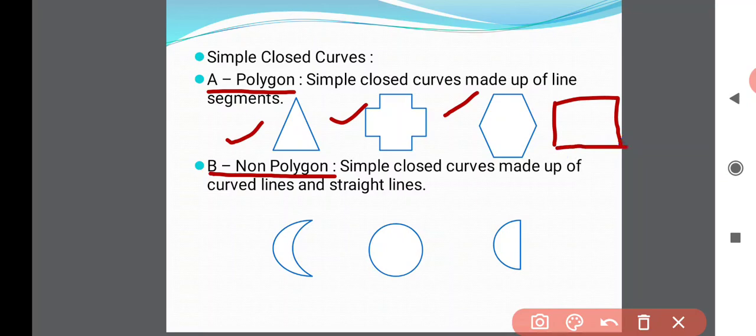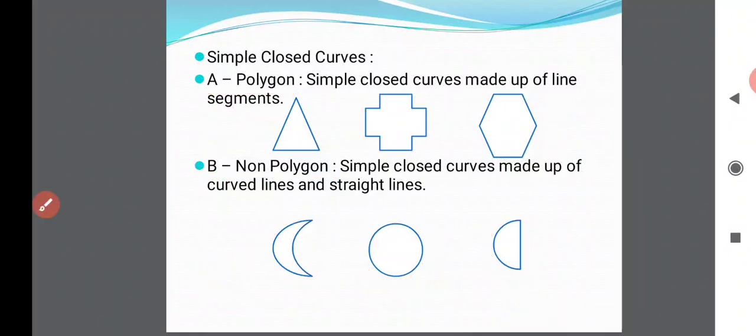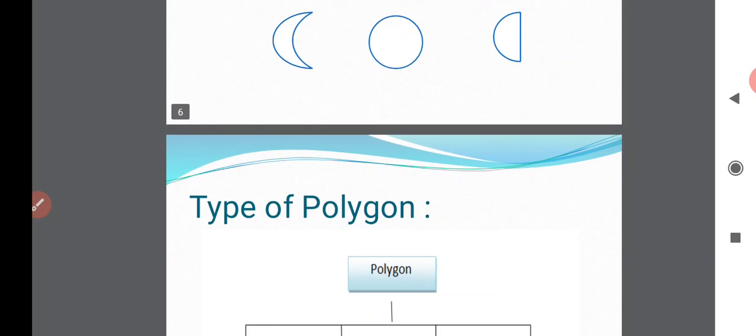Now what are non-polygons? Those which are not polygons, which are made up of curved lines. You can see here a little moon. It's made up of two curved lines, so it is a non-polygon. A circle is made up of a curve, so it is also a non-polygon. This is a combination of a curve and a straight line, so again it is also a non-polygon. So non-polygons are all those simple closed curves which are made up of only curved lines, or a combination of straight and curved lines.